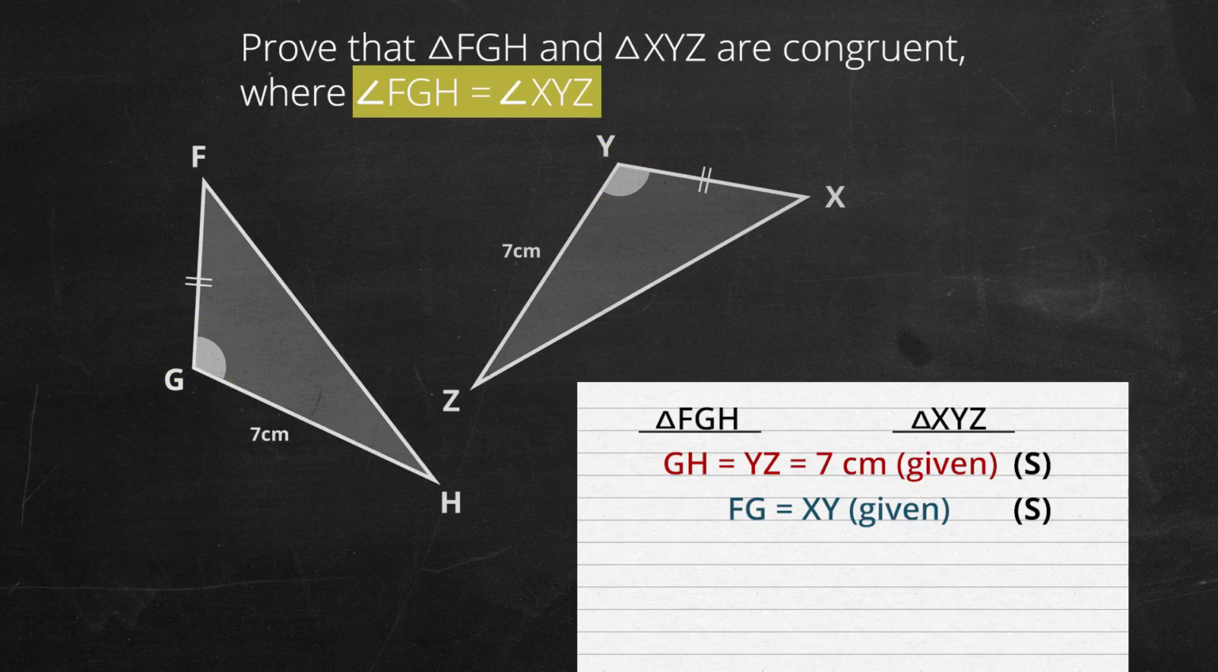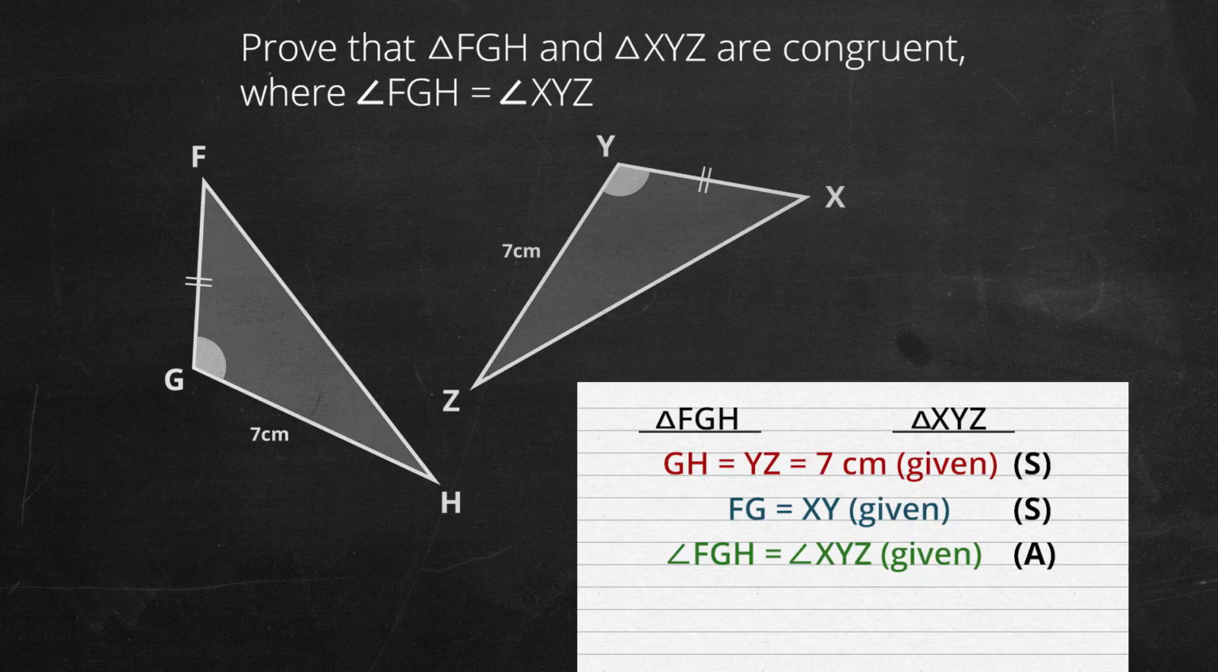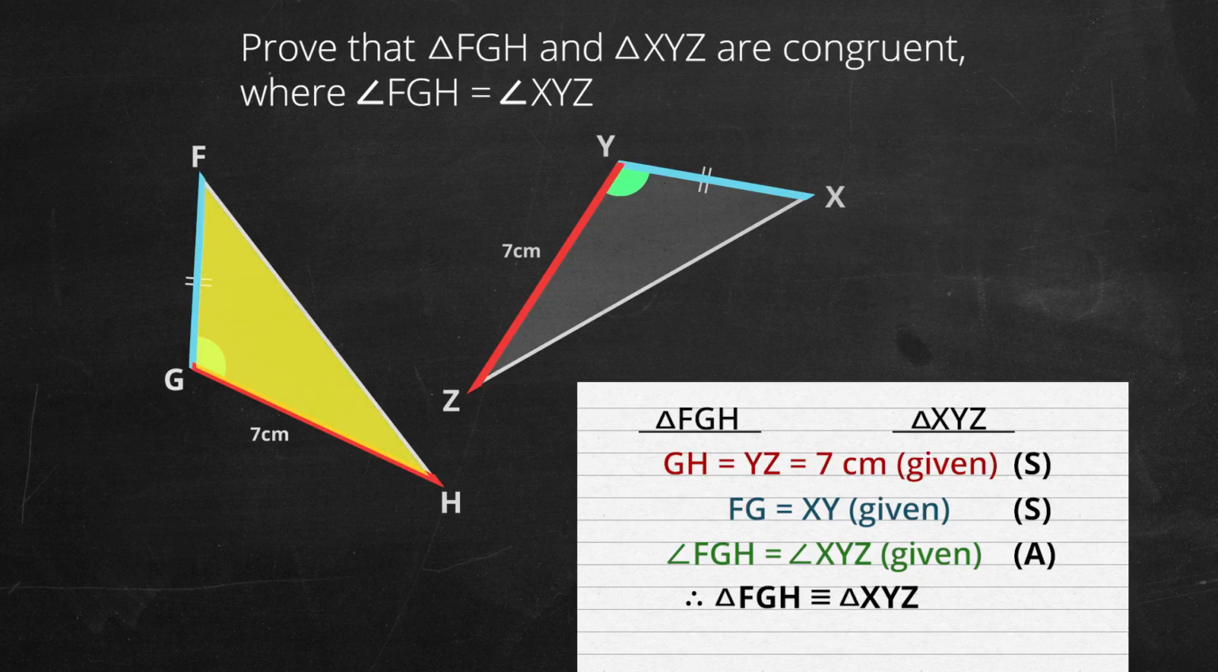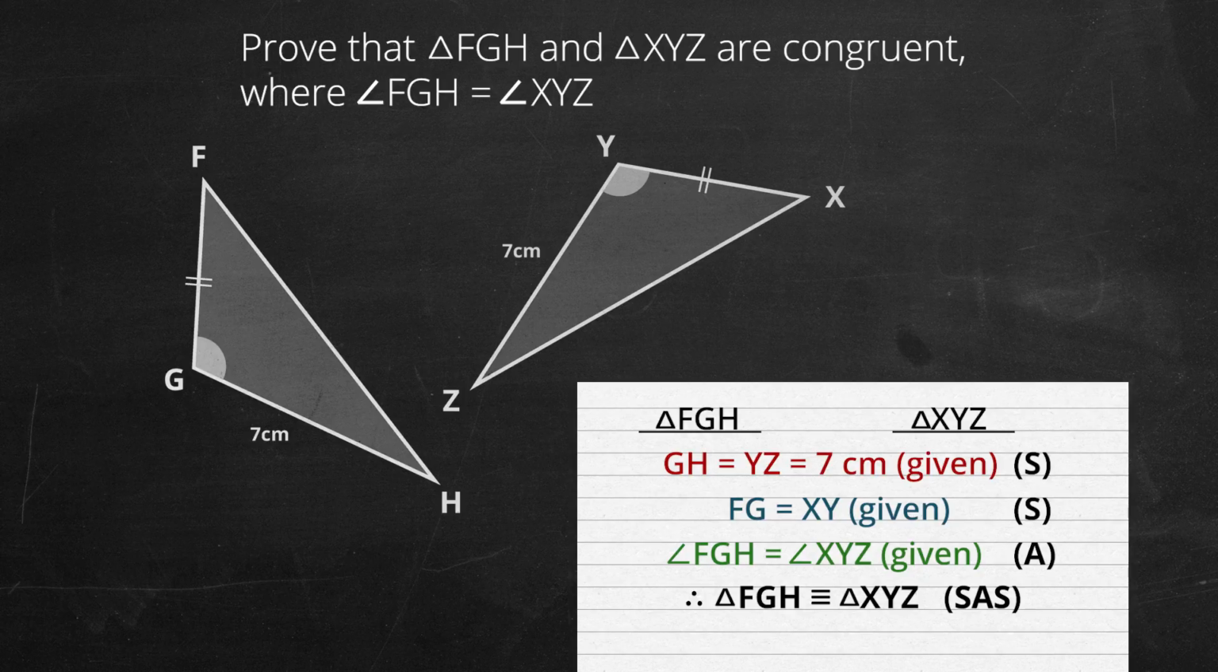But if you read the problem again, notice that we are given that angle FGH is equal to angle XYZ. So, one pair of the corresponding angles is equal. And notice that this given angle is an included angle. It is sandwiched between the two sides. Therefore, triangle FGH is congruent to triangle XYZ by the SAS congruence test. This means we can now conclude that the length of FH is also equal to XZ.